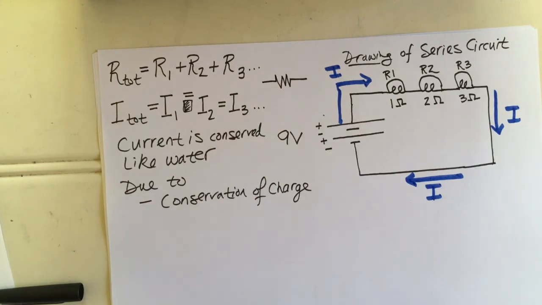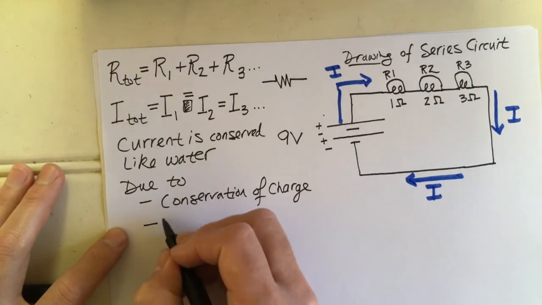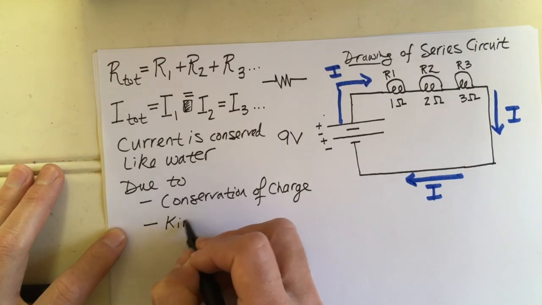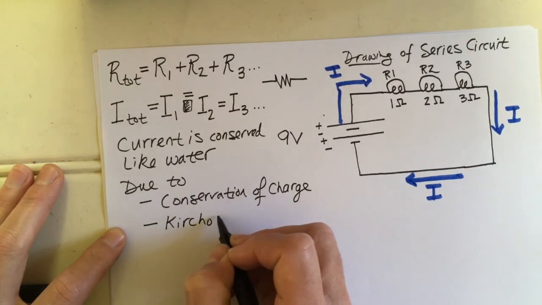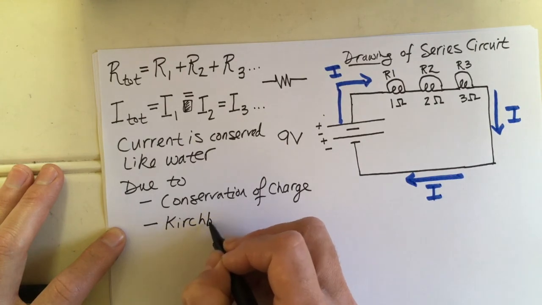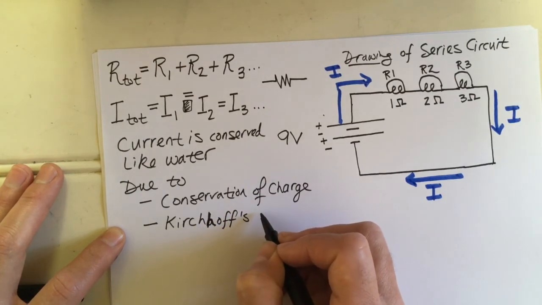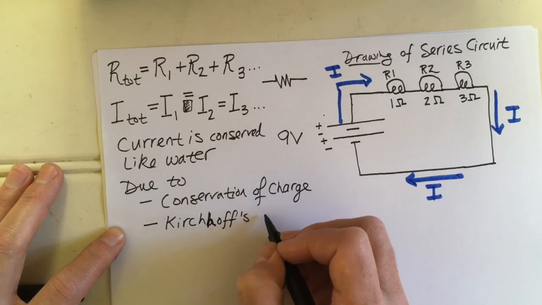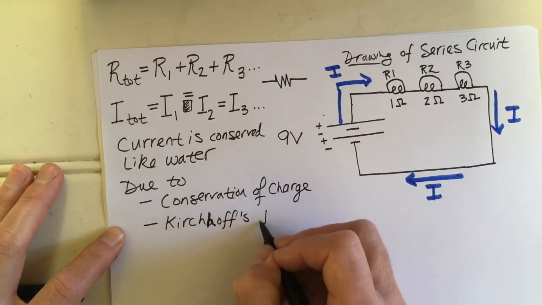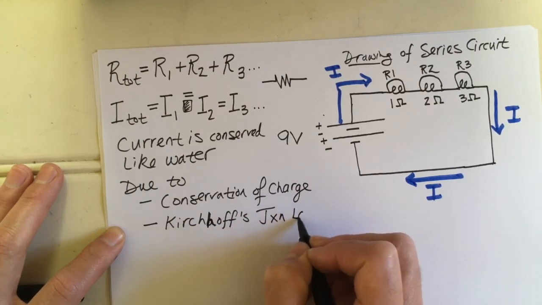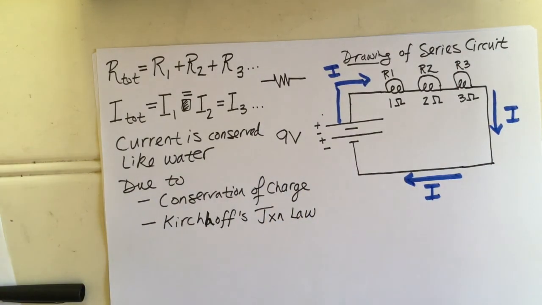But we can also notice that this is reflected in Kirchhoff's, I think there's 2 H's in Kirchhoff. Kirchhoff's loop law, or I'm sorry, junction law. It's also reflected in Kirchhoff's junction law. And I'll talk about what that means here in a little bit.